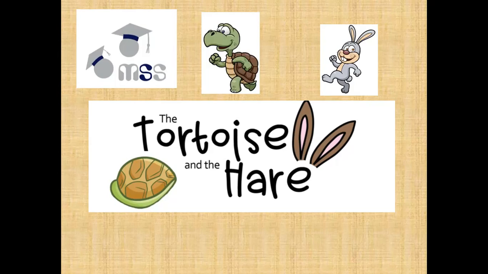Now, look at the slide in front of you, please, and tell me, what can you see? Yeah, I can see 2 different kinds of animals. The green one is the tortoise and the gray one is the hare.